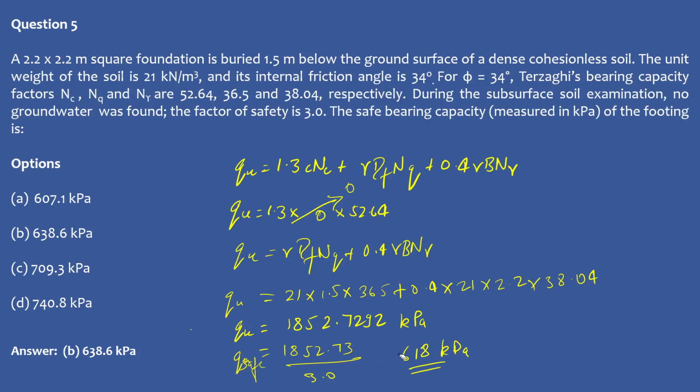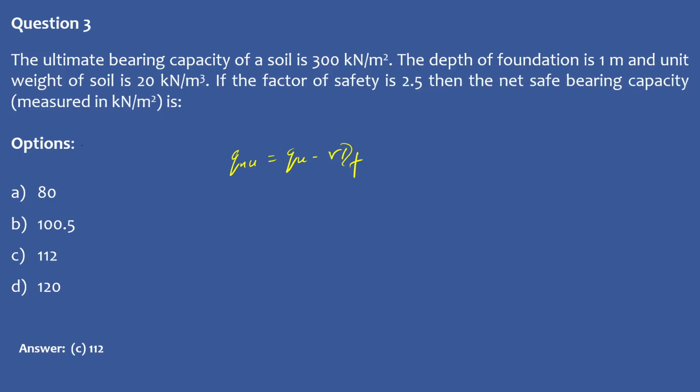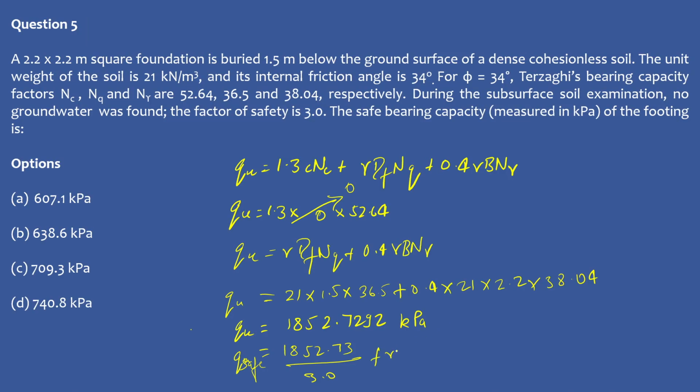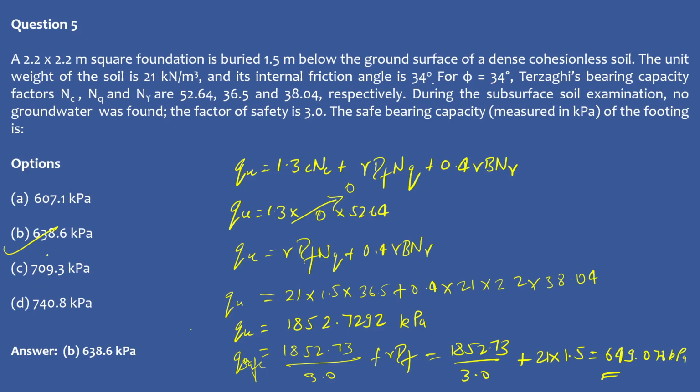Flight change. So here we need to add the overburden stress also, because here they're asking for the gross safe bearing capacity, not the ultimate bearing capacity. So adding the gamma Df, which is none other than 649 kPa. So the correct answer is B, 638.6 kPa. Moving to next question. Since this is the closer, that's why we are taking that into account.